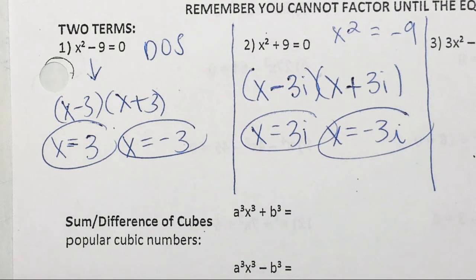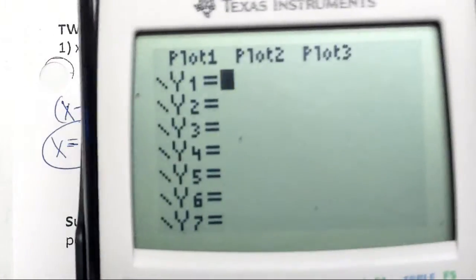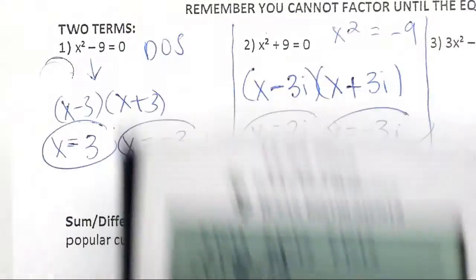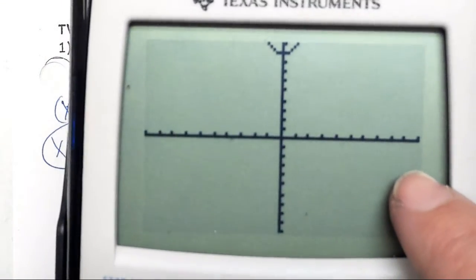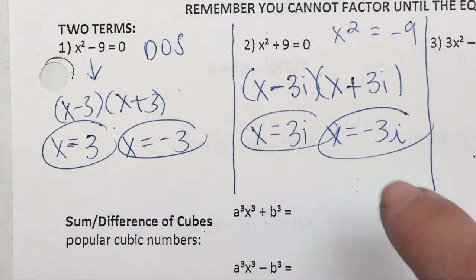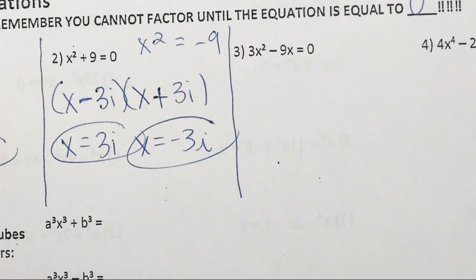Can I borrow your calculator for a second, Jenna? Yes, ma'am. You don't have to do this because you know how to graph, but I'm going to graph it and show you what it looks like. Y equals, clear that out, x squared plus 9. And when you graph it, you can see it's like way up here. It'll never touch the x-axis. But it still has zeros. They're just imaginary. Okay, so imaginary zeros will not touch the axis.